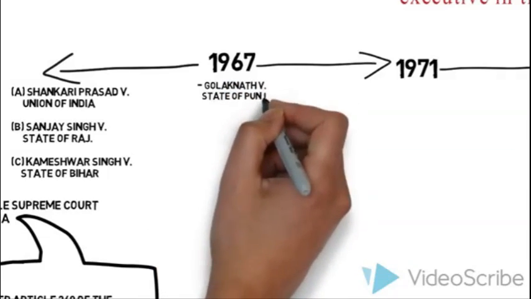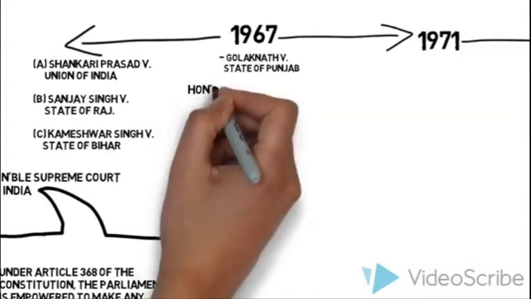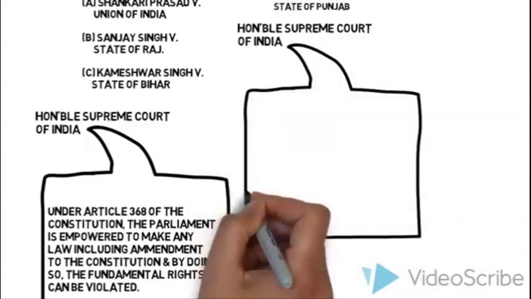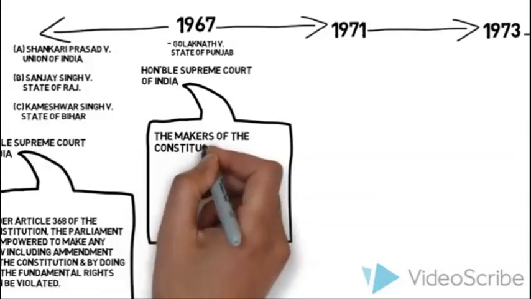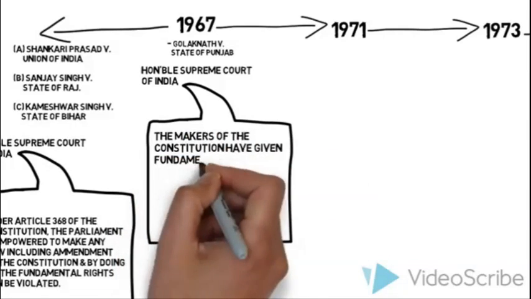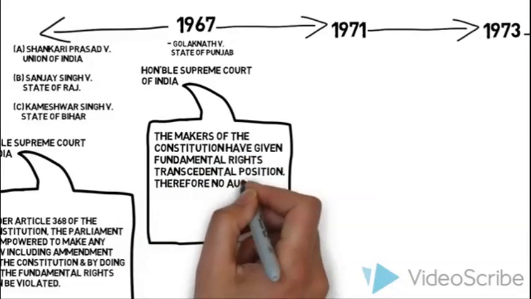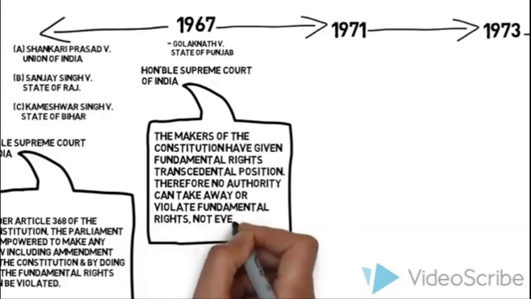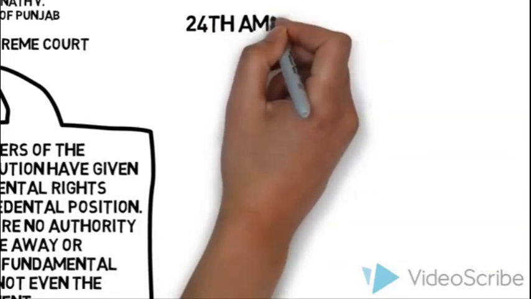In 1967, the case of Golaknath vs. State of Punjab, the Supreme Court declared that the makers of the Constitution have given fundamental rights a transcendental position. Therefore, no authority can take away or violate fundamental rights, even the Parliament. This was the landmark judgment since it marked the course of judicial review in the judiciary. During this period, Srimati Indira Gandhi had been sworn in as the Prime Minister of the country.